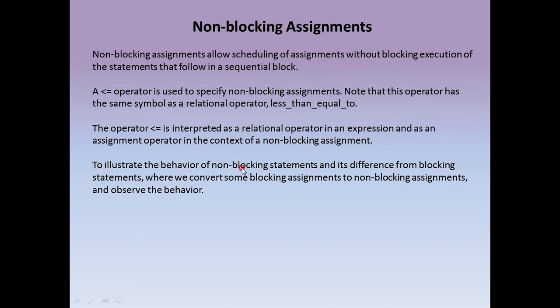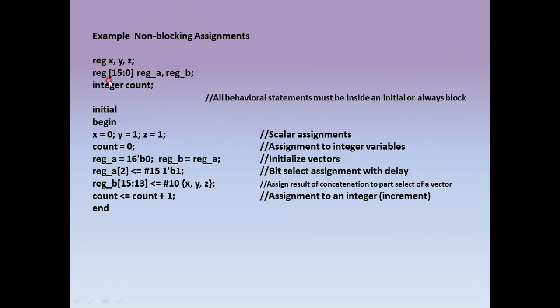To illustrate the behavior of non-blocking statements and their difference from blocking statements, we convert some blocking assignments to non-blocking assignments and observe the behavior. We take the previous example only. Some statements we keep as blocking assignments, some we make non-blocking, and we observe how the code evaluates. If you observe x equal to 0 and register B assigned with register A, here you are using the equal to sign, which means blocking assignments.